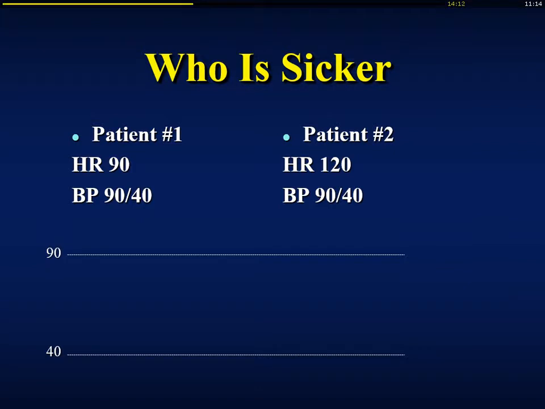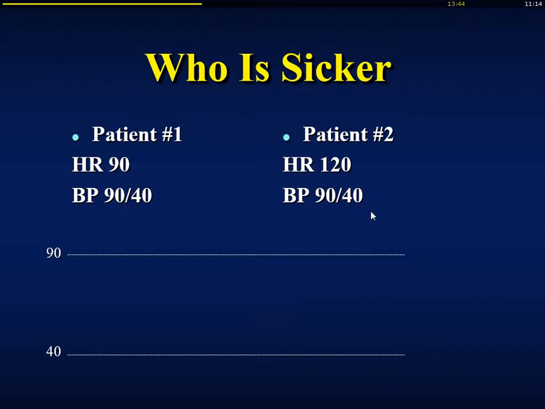So, diastolic pressure is a fundamental determinant of resistance, but it's linked to heart rate. This is an idea that is based in physiology, but has been promoted very strongly by our co-chairman, Dr. Jean-Louis Vincent. So I have two patients here. Patient one has a heart rate of 90 and a blood pressure of 90/40, and patient two has a heart rate of 120 and a blood pressure of 90/40.